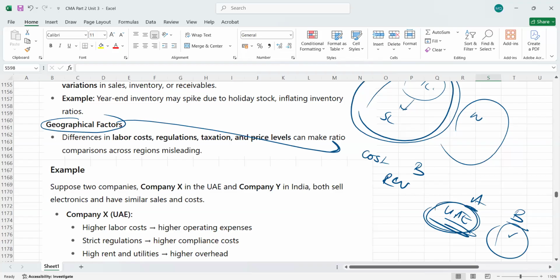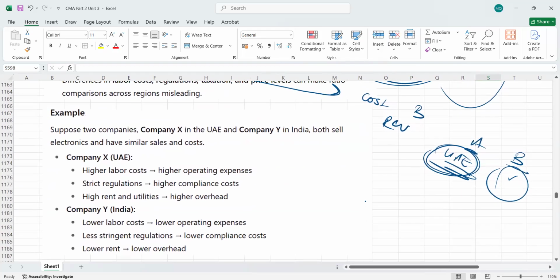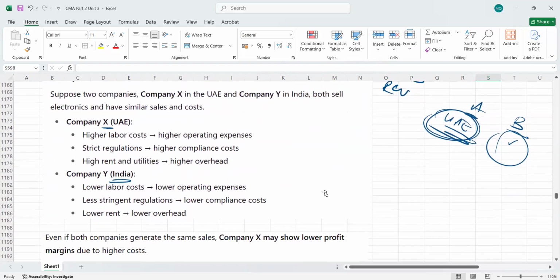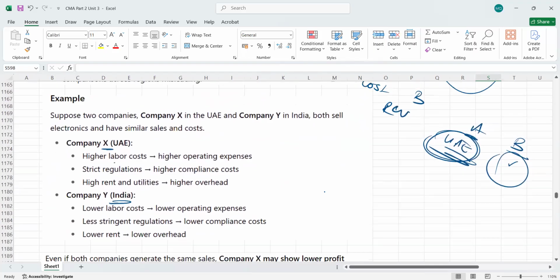Understood, guys? So here I have put the example. You can just go through that. If company X is in UAE and company Y is in India, what will happen in UAE? Labor cost will be higher, strict regulations are there, so compliance cost is higher, high rent is there, high utility cost is there. But in India, labor could be cheaper, less stringent regulations, so a low compliance cost, or there could be a lower rent, lower overhead cost, etc.